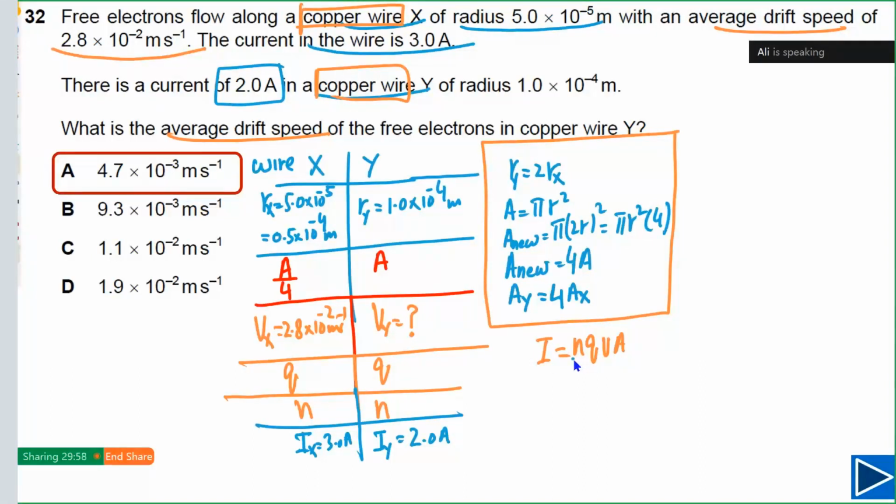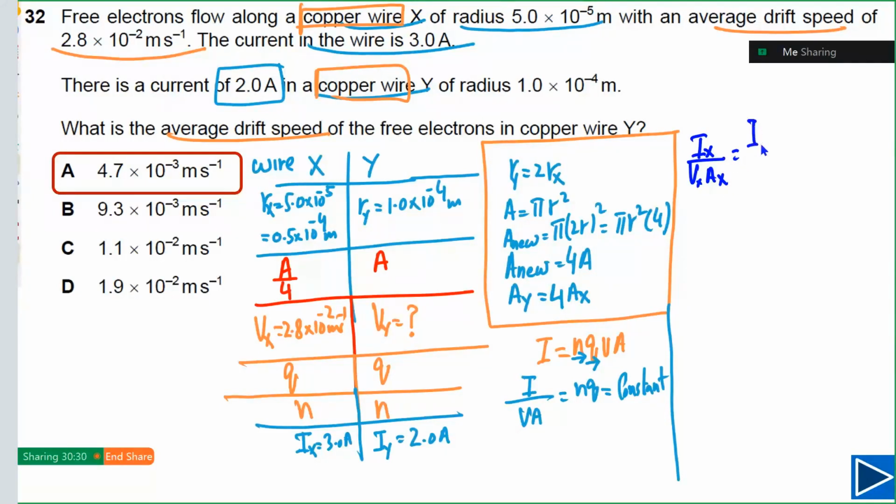Now in this case, N is the same, and Q is the same. So we can rearrange: I over VA is equal to NQ. But NQ is the same for X and the same for Y, so this is equal to some constant. Now simply you use Ix over Vx times Ax, which has to be equal to Iy divided by Vy times Ay.